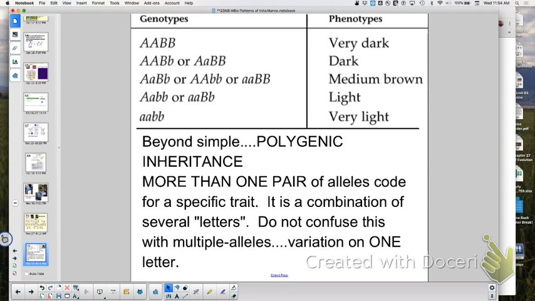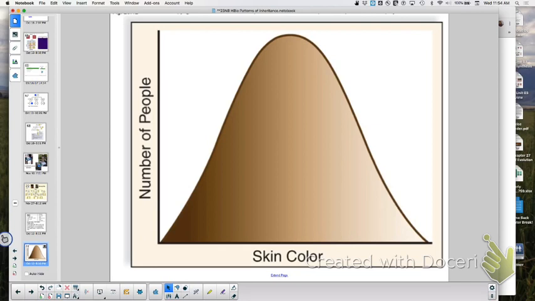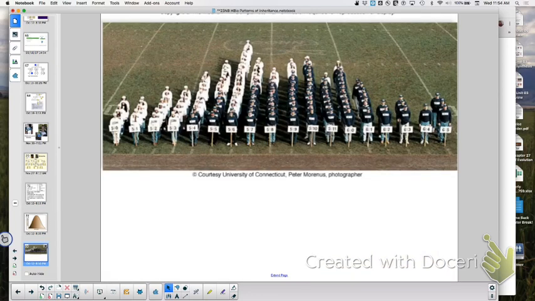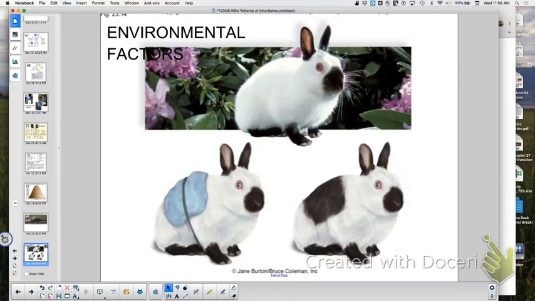So you tend to see a bell-shaped curve in polygenic traits because so many different genes are contributing to it. Here's one for you with height. They did happen to put the males in blue sweatshirts and the females in white, but you can see that curve, okay? And polygenic traits tend to be impacted more by environmental factors.